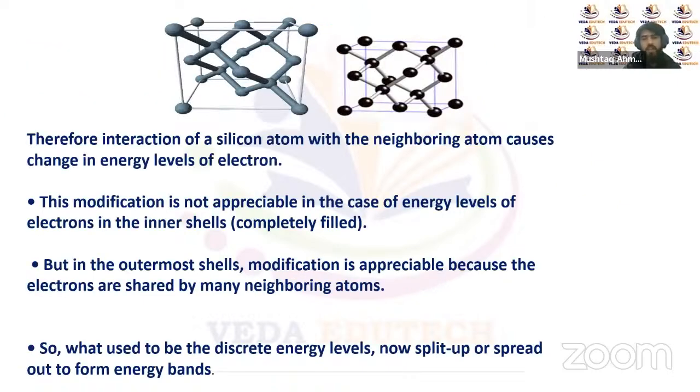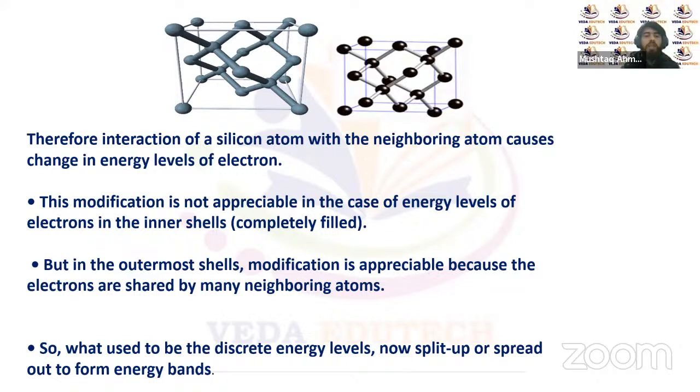Now you can see this is the diagram. This is how the atoms are arranged in a crystal, and each position of an atom in a crystal is what we call a lattice site. Let's suppose this is a silicon atom. The silicon atom in a crystal will interact with all the neighboring atoms, which will lead to a change in the energy of electrons, and eventually to the formation of energy bands.